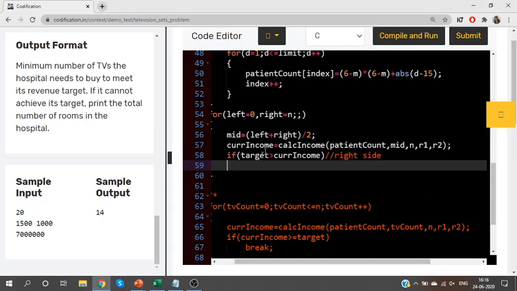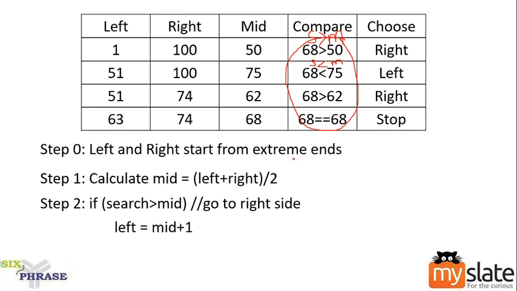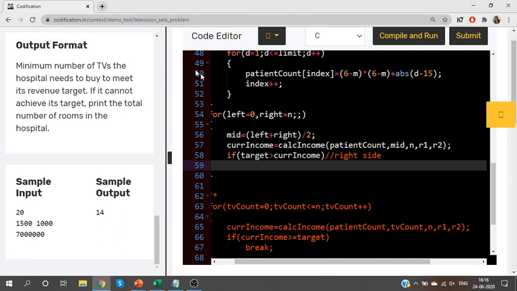If target is greater than current income, the target is not yet achieved. So go to the right hand side and find higher income values. How will I decide to go to the right hand side? Left is equal to mid plus 1. When you go to the right hand side, the right boundary stays the same and the left boundary changes to mid plus 1. Understood? So when I go to the right, left is equal to mid plus 1.